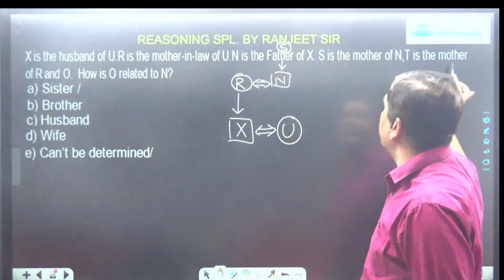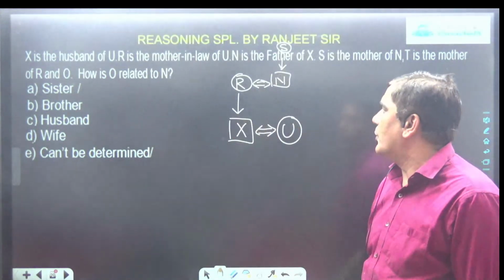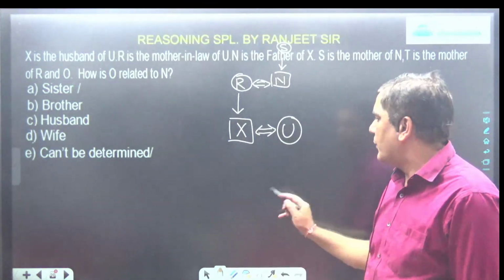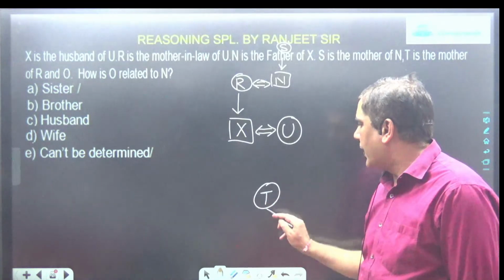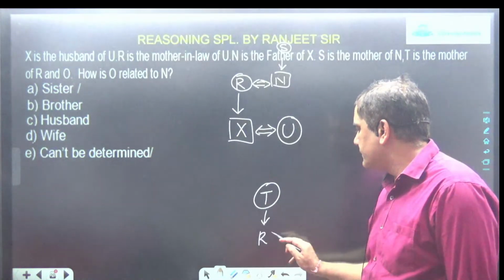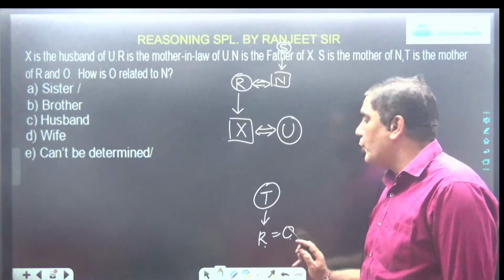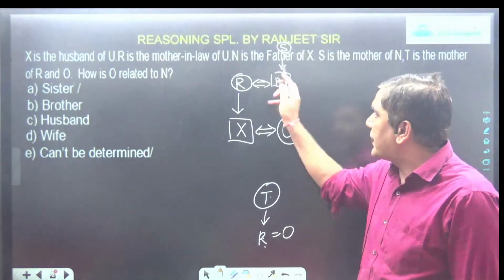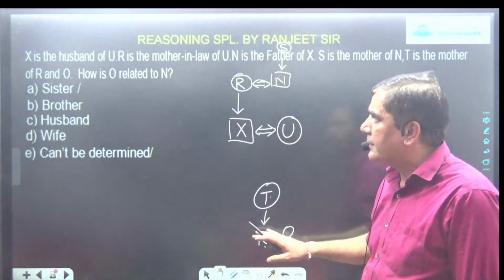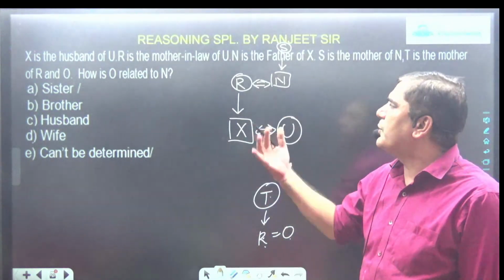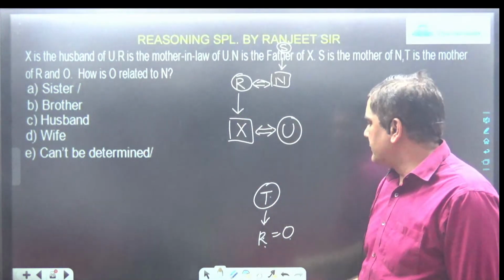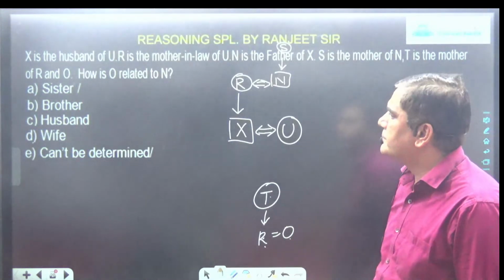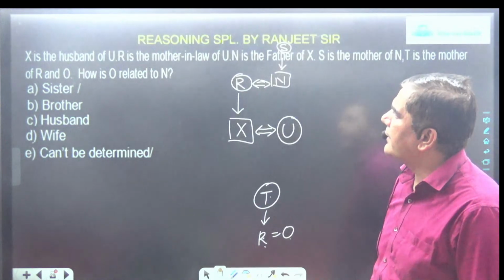Next one, T is the mother of R and O. So again they have given a clue that T is the mother of R and O. Out of R and O, who is male and who is female is not given. Since T, R, O have not come in my family tree, I have plotted over here. Now straightaway they have asked the question, how is O related to N? I think I have made some mistake.